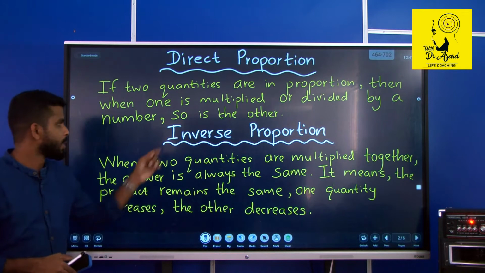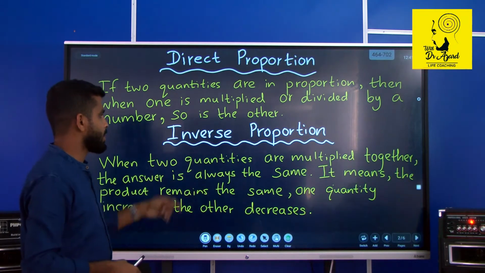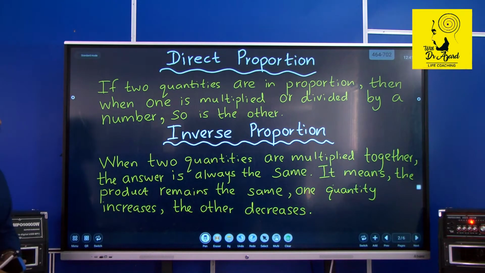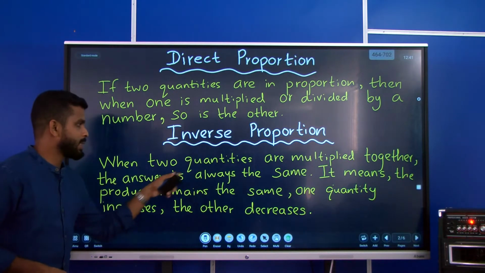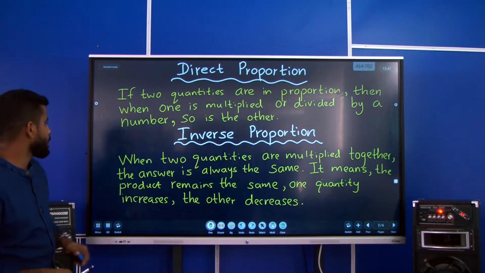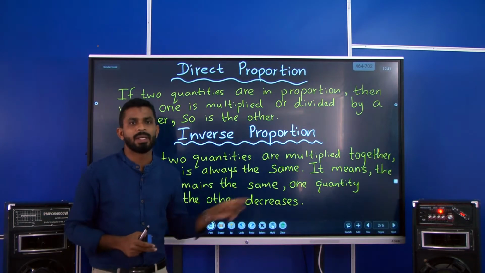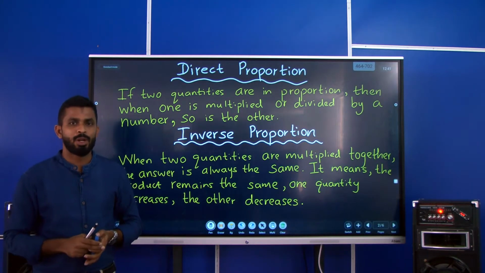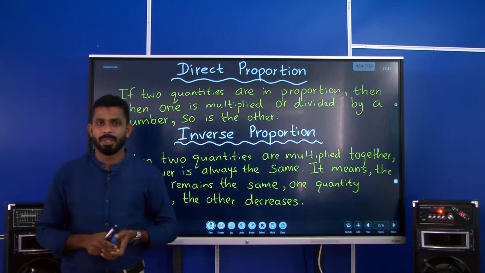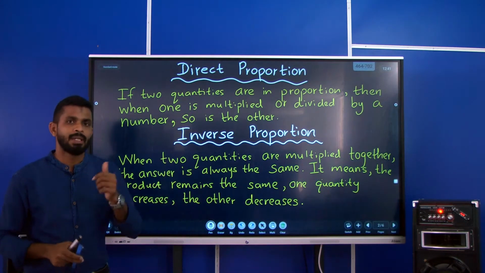Then we'll move on to inverse proportion. Inverse proportion means when two quantities are multiplied together, the answer is always the same. I mean the product is always the same. It means the product remains the same, one quantity increases, the other decreases. The perfect example of this is Boyle's law. I hope you all might have heard about Boyle's law. Boyle's law means when the pressure increases, the volume decreases.